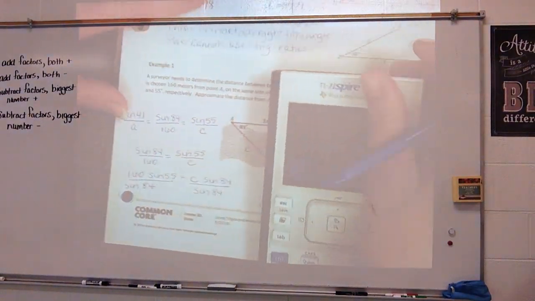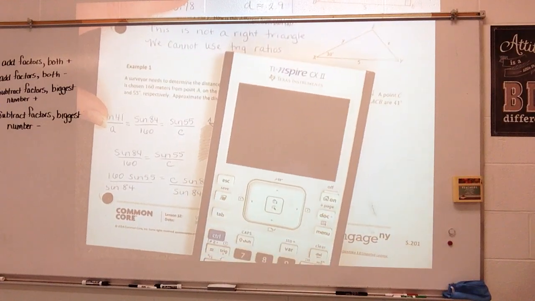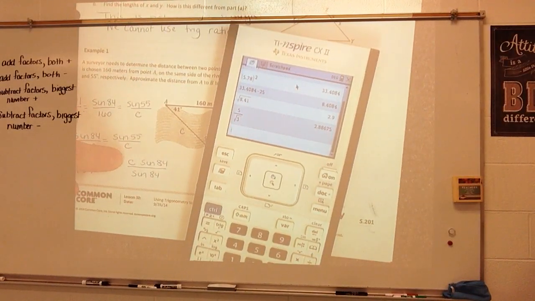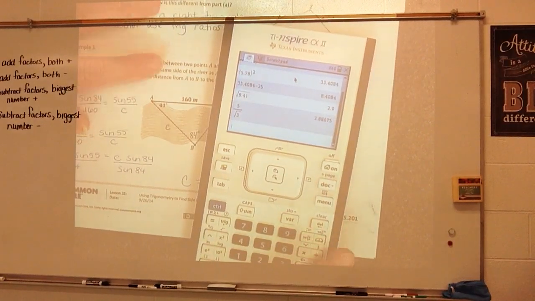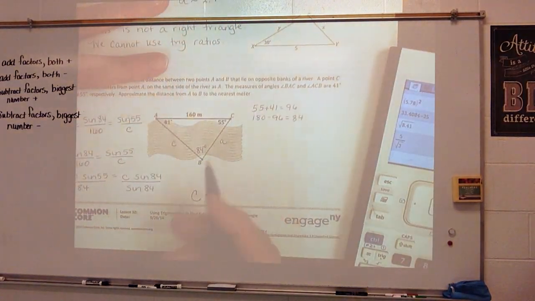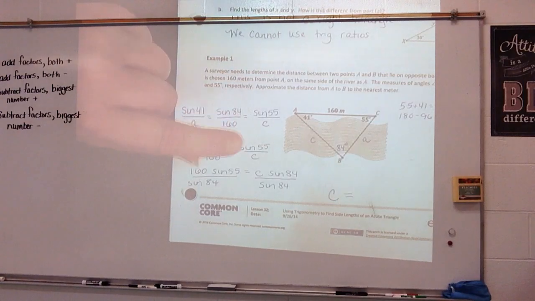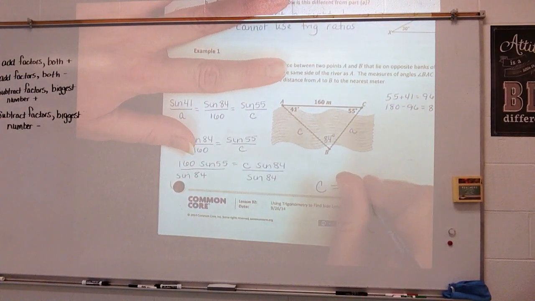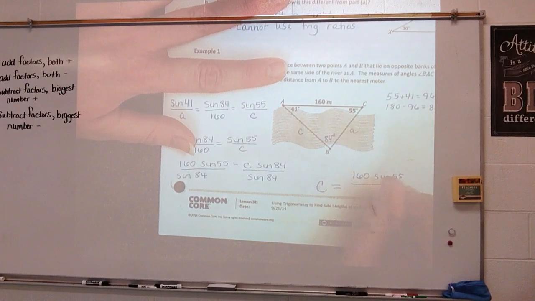Alright, so getting my calculator. We're going to enter this in. I guess I need to finish this first. Sorry. I have C is equal to 160 sine of 55 over the sine of 84.